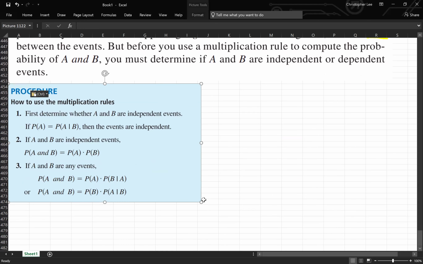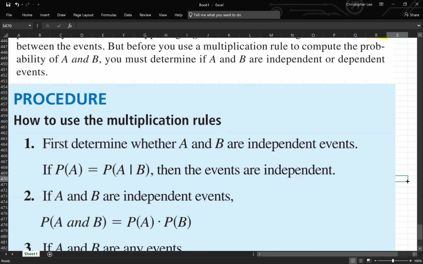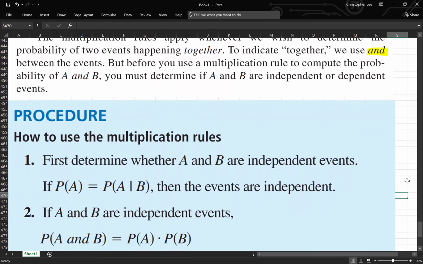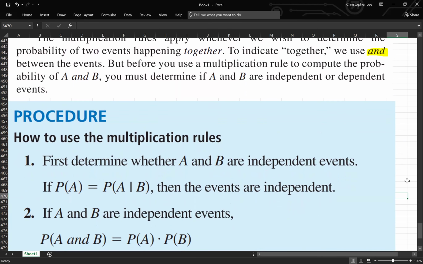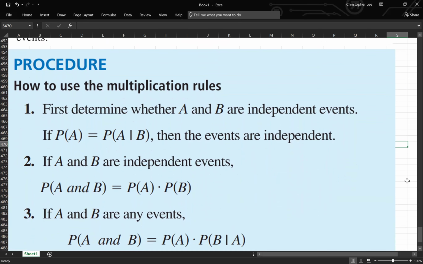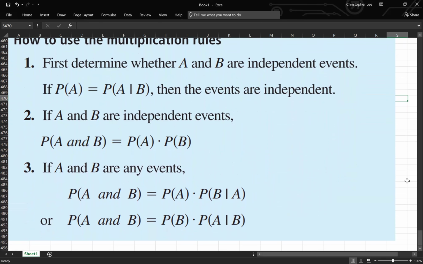Let me just give y'all a little procedure real quick. This is the recipe, how to use multiplication rules. First, determine whether A and B are independent events. If the probability of A is equal to the probability of A given B, then the events are independent. If A and B are independent events, then the probability of A and B is equal to the probability of A times the probability of B.